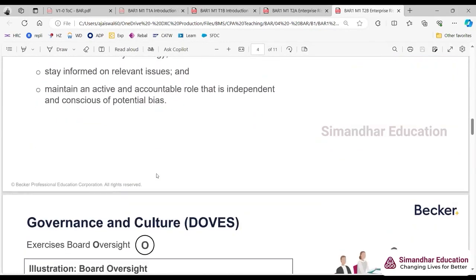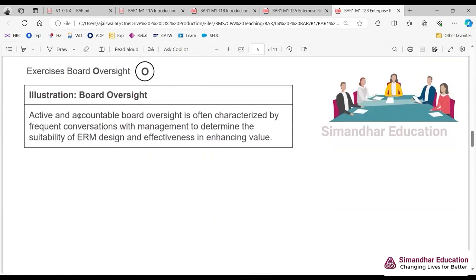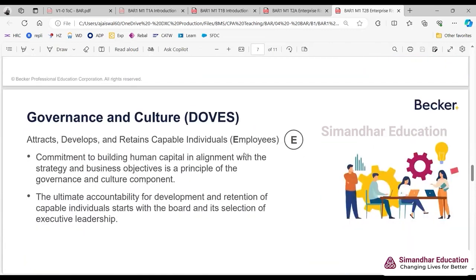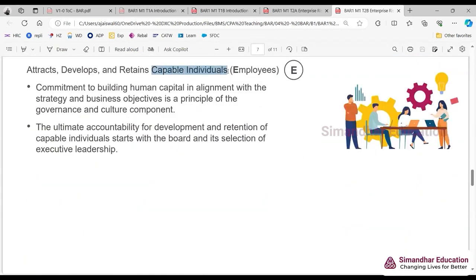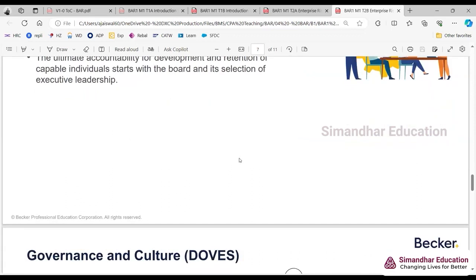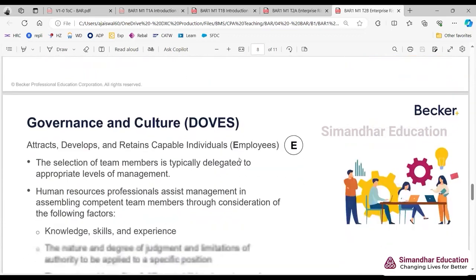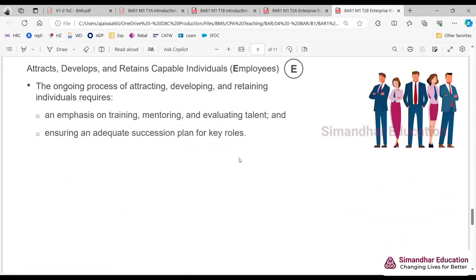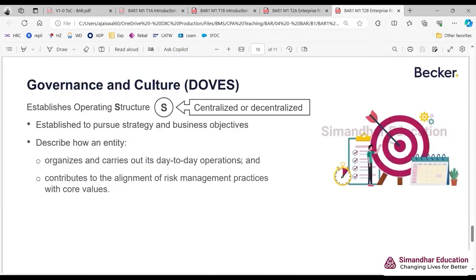Board oversight. So active and accountable board oversight means having frequent conversations with the management regarding the ERM. Commitment to core values, that is the cultural part. Capable individuals, right, employees. So I had explained this about the accountability part and how we need to reward the employees who are deserving, right?